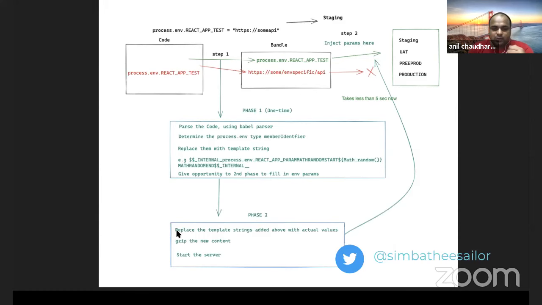Then in phase two, I have one script that will replace this template string with the actual values, and these actual values are coming from any kind of param store. In our specific case, we are gzipping the new content and starting the server. So this is the whole idea. The implementation details can differ from bundler to bundler, but this is the whole idea.